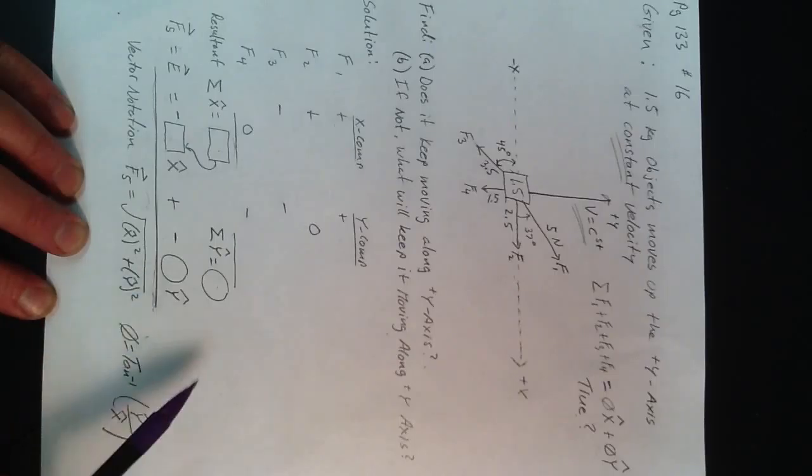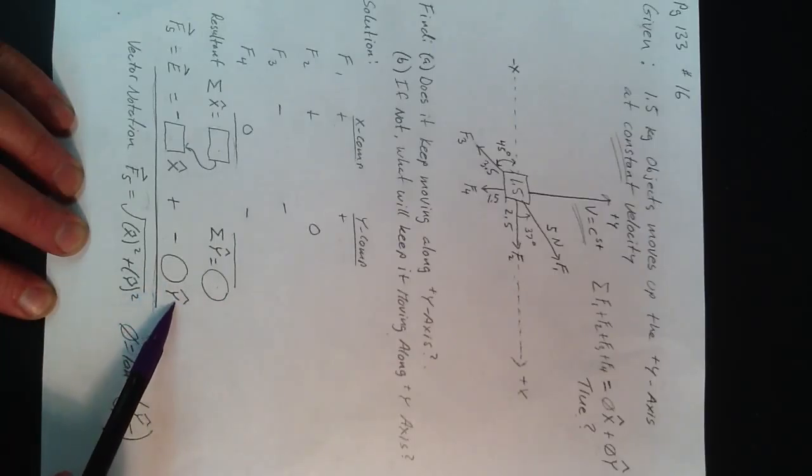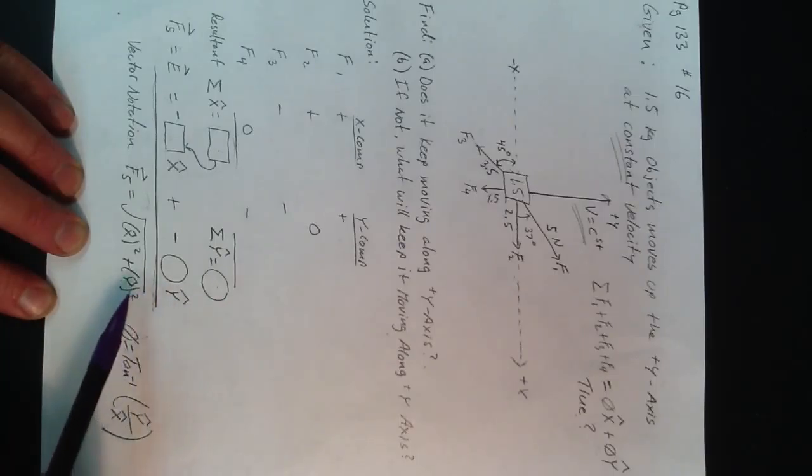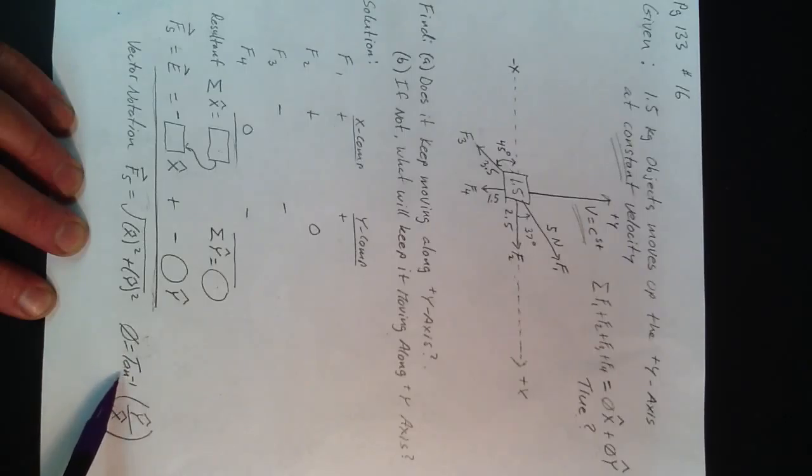This is our answer. However, we're going to have to take our answer from component format and convert it to vector notation, using the Pythagorean theorem to find the magnitude, and the arctan to find the angle. Just be very careful with your signs, your positives and your negatives, and you should be able to answer this problem without too much trouble.